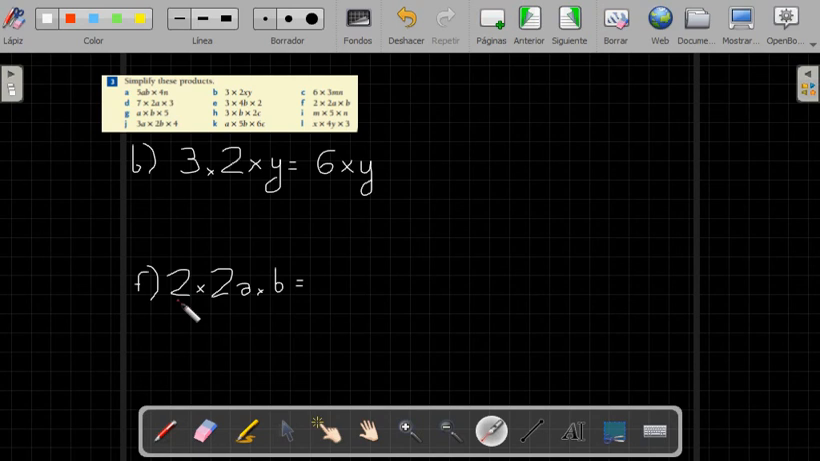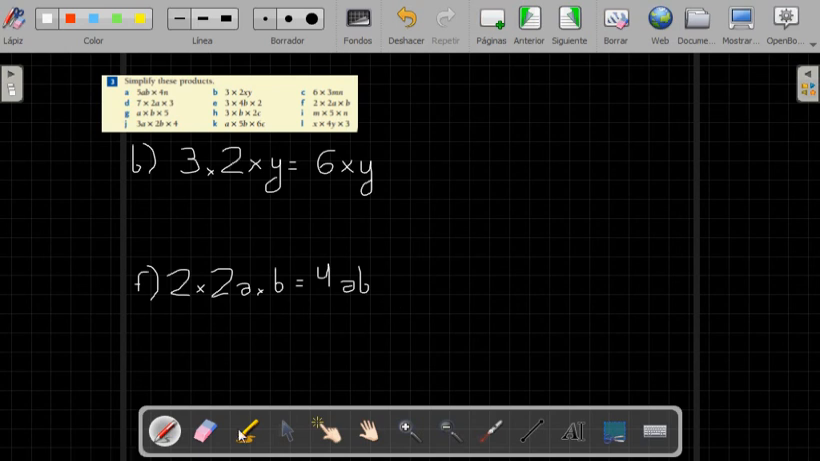Let's start with the numbers. We have the 2 and the 2. So we have to multiply those 2. 2 times 2 is 4. What about the letters? Okay, we have an A and a B. A times B, it's just AB. Cuando multiplicamos A por B, lo que nos da es AB. El resultado, 4AB. That's it. That's all what you have to do. Piece of cake.